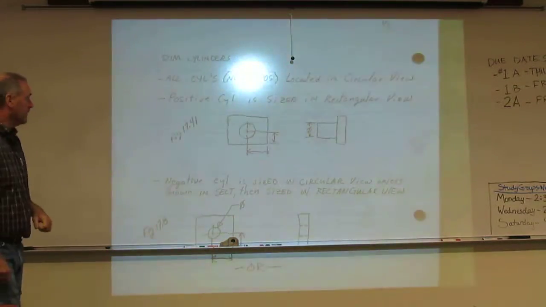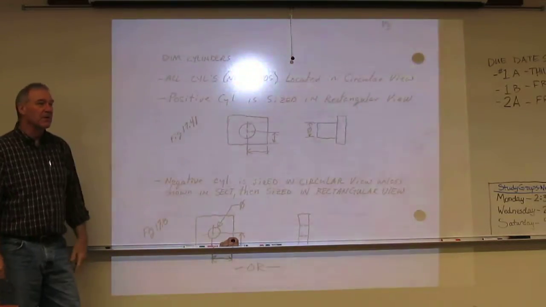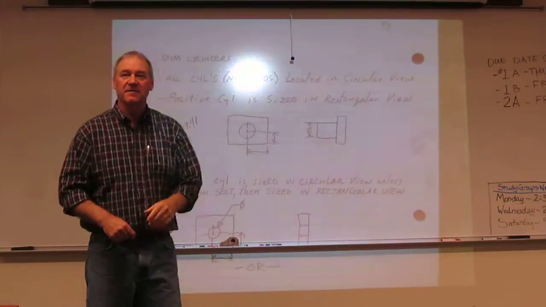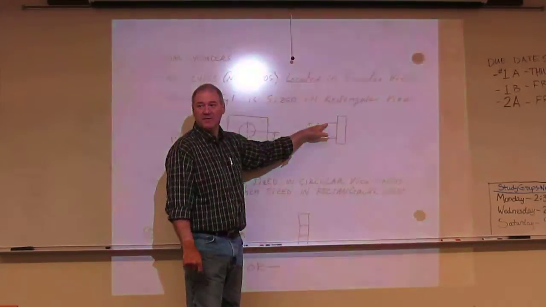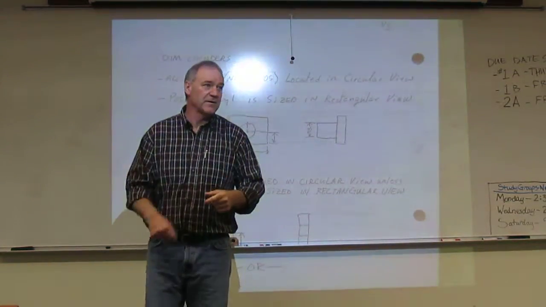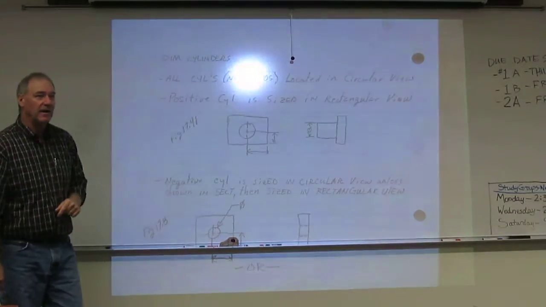So, positive cylinders. Where do we get a better look at the geometric shape of a positive cylinder? We actually get it in the rectangular view using the limiting elements. We see the full diameter and we see it with object lines. That is where we size positive cylinders.